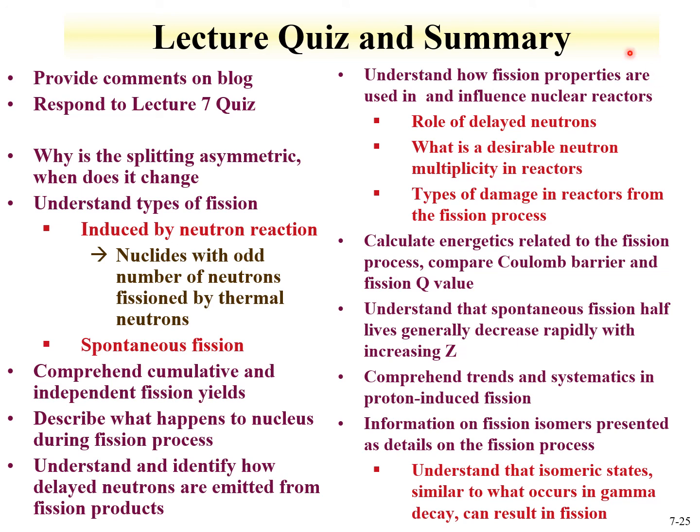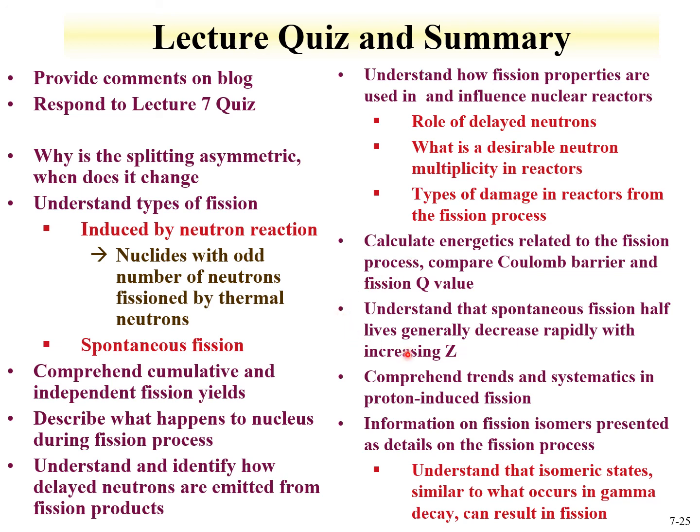You should understand how fission properties are used and influenced in nuclear reactors. This includes the role of delayed neutrons. You should also understand what is a desirable neutron multiplicity in reactors and what that neutron multiplicity means. And you should be able to broadly speak about some types of damage in reactors from the fission process. You'll be expected to calculate energetics related to the fission process and primarily compare Coulomb barriers and the fission Q value. Through these comparisons, identify which isotopes would be expected to undergo fission.